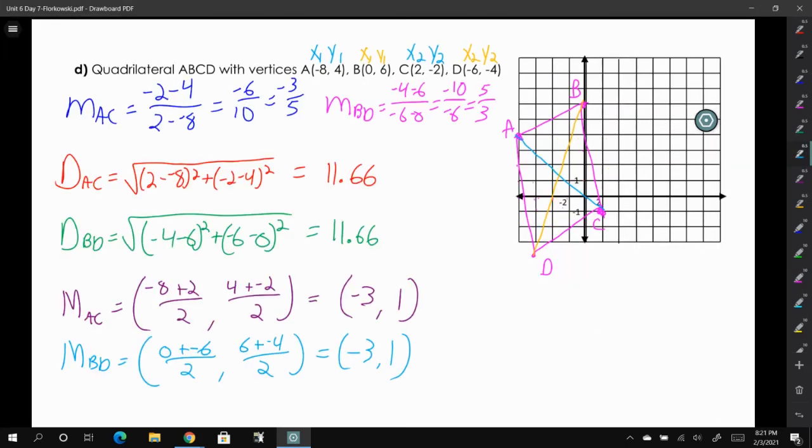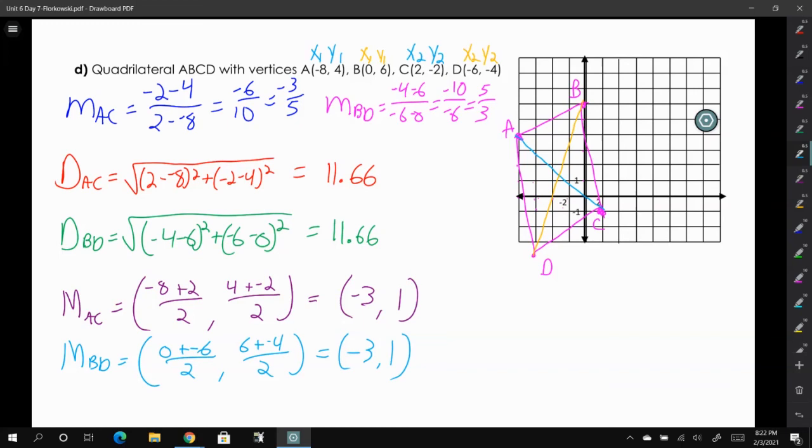All right, so here are my answers for the slope, distance, and midpoint of my diagonals. So I'm going to leave this here for a second so that you can double check. Your slopes should have been opposite reciprocals. For AC, I got -3 over 5. And for BD, I got +5 over 3. Those are opposite reciprocals. For the distances, or the lengths of each diagonal, I got 11.66, the exact same thing. And then finally, the midpoint of each diagonal, I got the same coordinate, -3, comma 1.